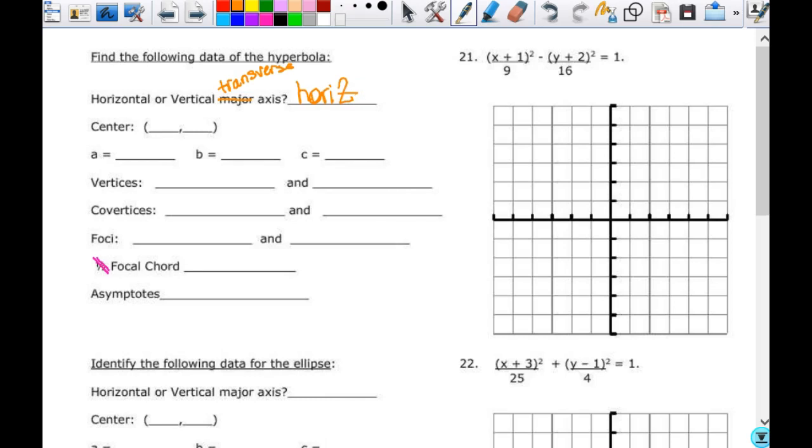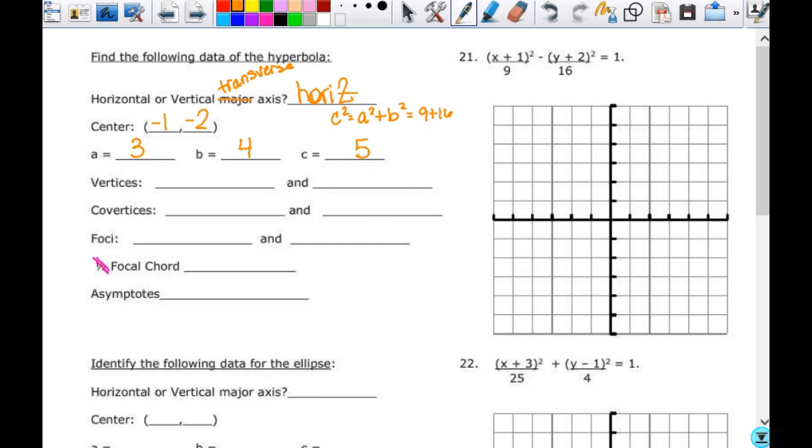My center is negative 1, negative 2. Remember, a for a hyperbola is not necessarily the bigger one. It's the one that comes first. So 9 is a squared, so a is 3. B is 4. For a hyperbola, c squared equals a squared plus b squared. If this is subtraction, this is addition. So that's going to give me 9 plus 16, which is 25. So c is 5.